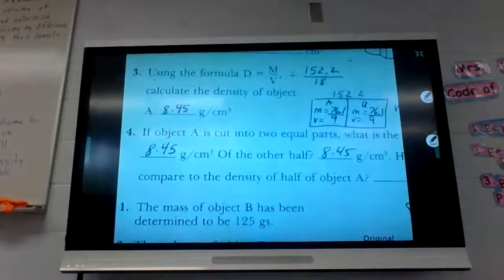Okay? If you round up to 8.5, you just have 8.5 and 8.5. You'd have to round up there too. It was not different. What'd you get? Yeah, because you divide it by 2. You don't divide it by 2. You've got to divide the mass in half and the volume in half. You can't just divide the density in half.